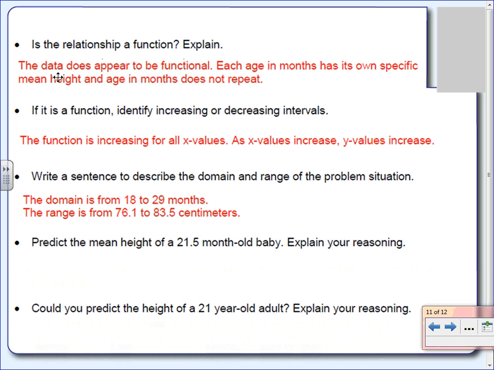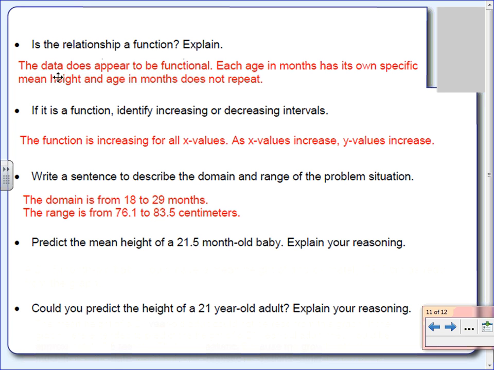Now, because we did notice a pattern, what they wanted to do is predict the height of a 21.5 month old. So 21 and a half. If you look at your table, everybody look at your table. If I want to know the height of a 21 and a half month old baby, could we do that? Yes. What would you expect that to be? Look at your table. 78.5.